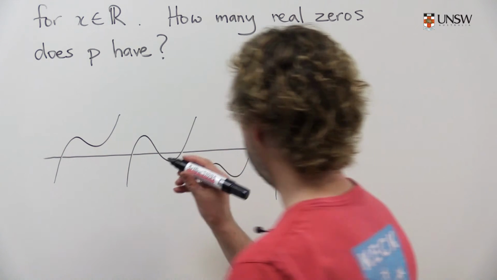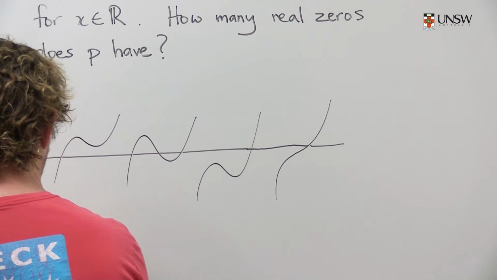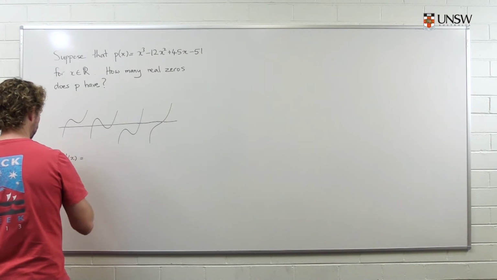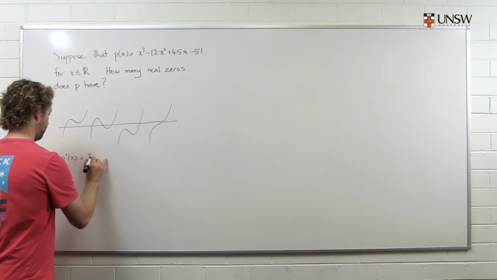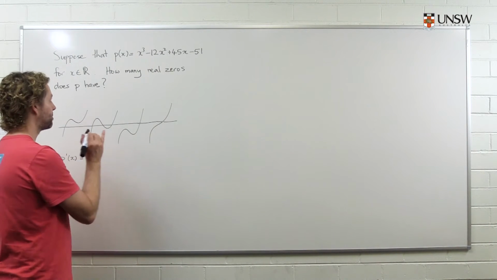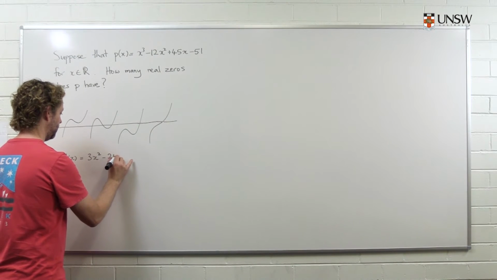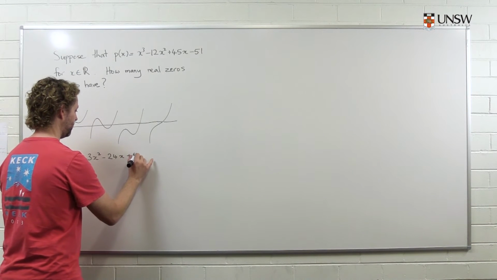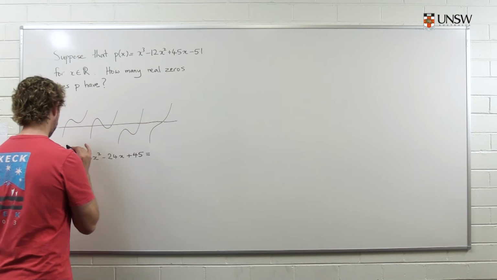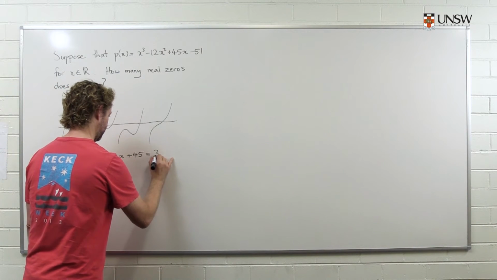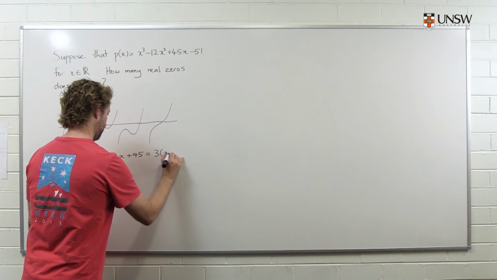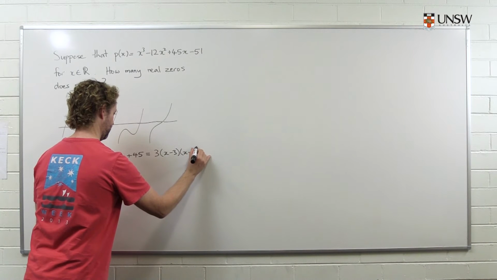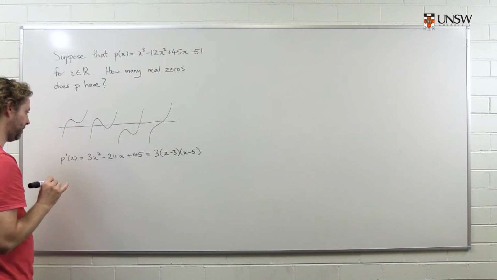Okay, so for that we need the derivative. p dash of x is 3x squared minus 24x plus 45, and that factors nicely as 3 outside of x minus 3, x minus 5. You can check that easily.